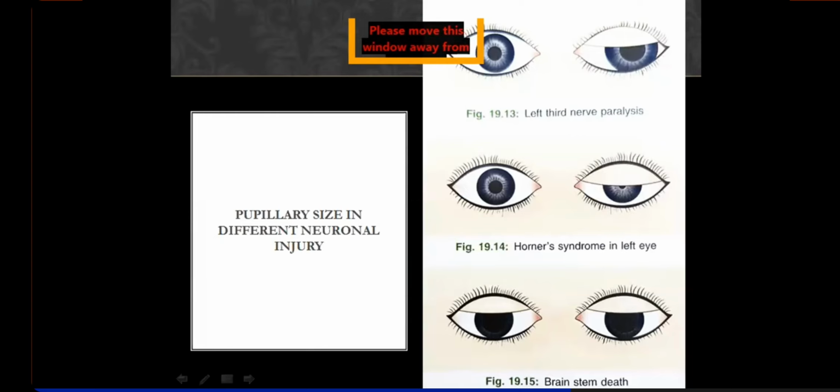ब्रेन स्टेम डेथ में क्या होगा, brain stem death का मतलब क्या हो रहा है, here we are talking is brain stem death, it means third, fourth, sixth all nerves are paralyzed, all nerves are injured rather, so all muscles are paralyzed, and don't forget that Edinger-Westphal nucleus lies within the brainstem, that also is lost, right? So the parasympathetic outflow is also lost. Now what remains is the sympathetic outflow, right? Because sympathetic innervation कहां से जा रहा था, superior cervical ganglion से जा रहा था, or you can say कि sympathetic outflow is thoracolumbar outflow.